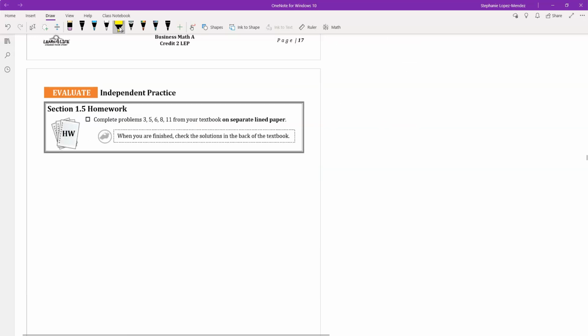Now go to your textbook, look for section 1.5, and complete the problems 3, 5, 6, 8, and 11 for your homework.